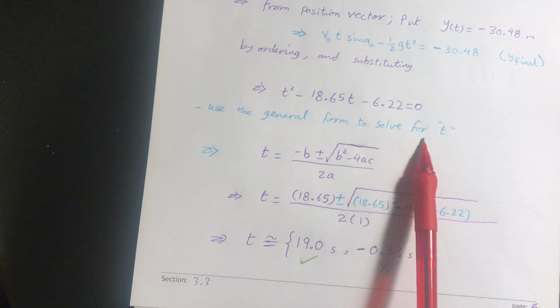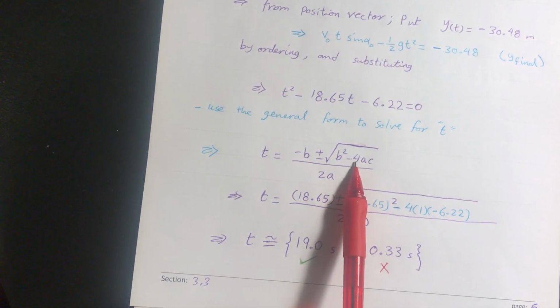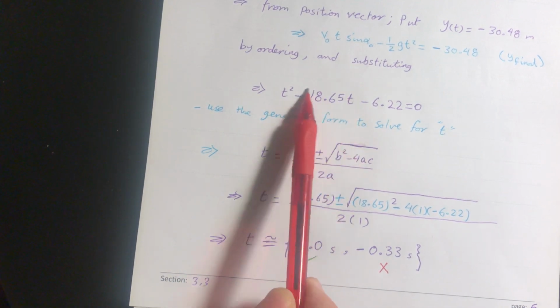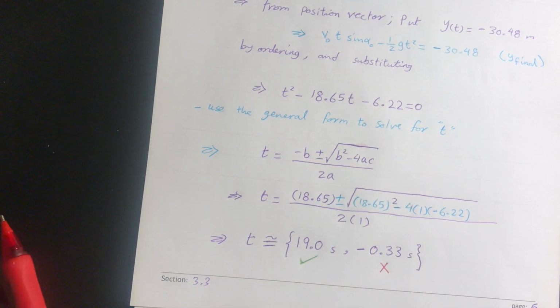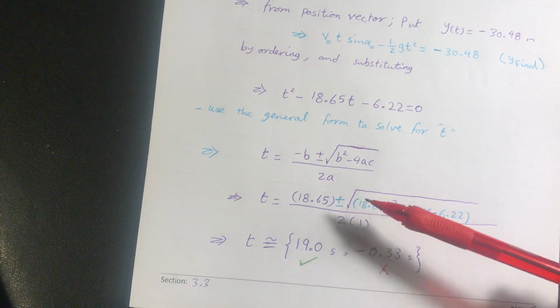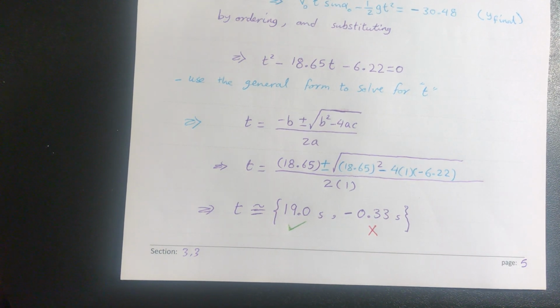I will use the general formula to find t. t is equal to negative b plus or minus the square root of b squared minus 4ac, over 2a. This is a, which is 1. This is b, which is negative 18.65. c is equal to negative 6.22. I just put them in this relation, and we have plus and negative. We have two mathematical values, but just one accepted physics value. We have two values for the time at that point, which is equal to 19 seconds or negative 0.33 of a second.